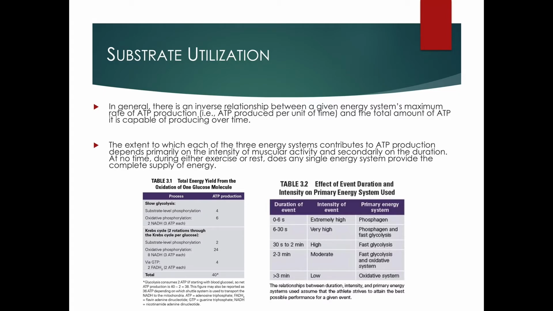Okay, and like it says, the extent to which each of these energy systems contribute to ATP production depends on the intensity of muscle activity and secondarily on the duration. That's why I keep saying, just remember that. It's all based upon the intensity, the rate of what you're doing, how hard you're working. No energy system provides all the energy at once. It's a contribution. The harder you work, the more phosphagen and glycolysis contribute. The longer you work, the more the oxidative system is going to contribute. So just remember that.